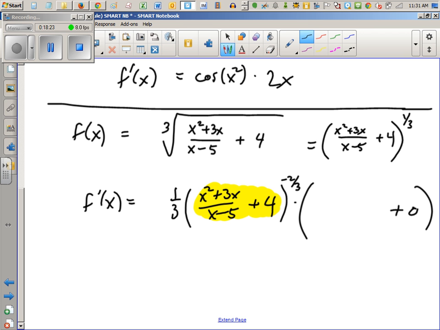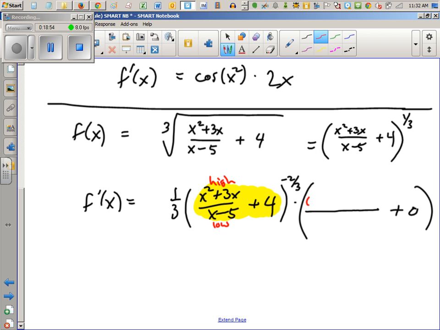Quotient rule, right? Our job is to find the derivative of this yellow. What would you have done last night? Quotient rule, right? Who cares about the 4? Nobody cares about the 4. Okay, so it's time to find the derivative of the yellow expression. We're going to use low d high minus high d low over low squared, and then plus 0 for that plus 4. Okay, here we go. Low and high. Don't worry about the plus 4.